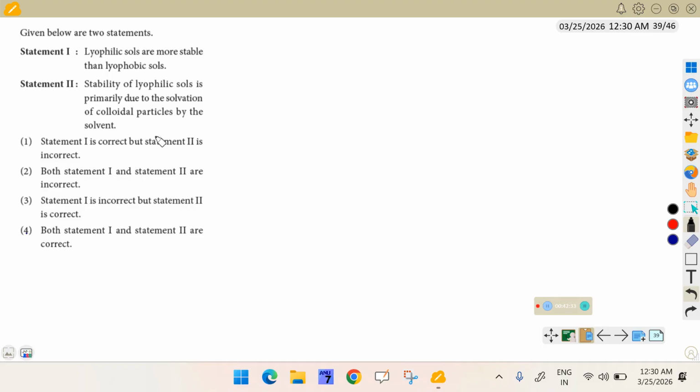Statement based question. Lyophilic sols are more stable than lyophobic sols. Correct. Stability of lyophilic sol is primarily due to the solvation of colloidal particles by the solvent. Correct. Statement 1 is correct. Statement 2 is also correct. Fourth option.